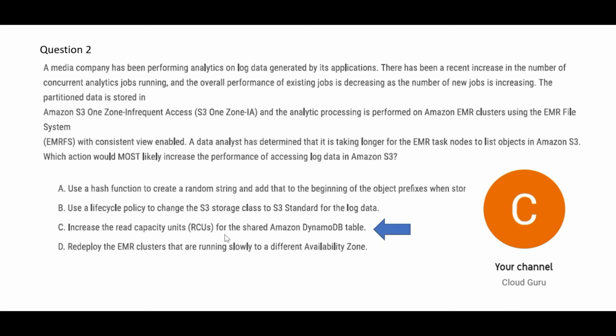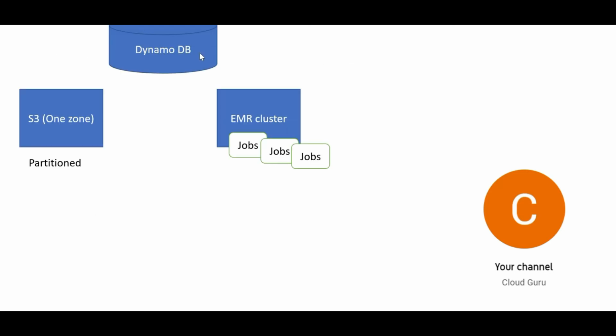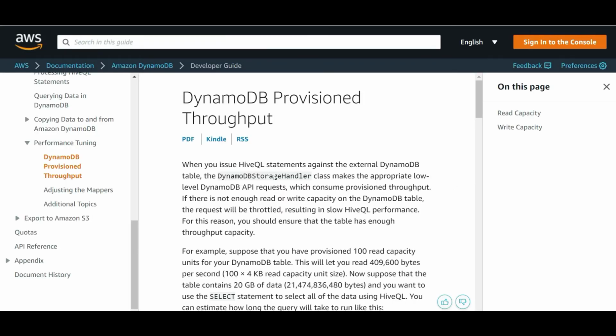So what we have to do is increase the RCUs for this DynamoDB table. The jobs refer to this for listing the objects, and if we increase the RCU, what is RCU? If you see this documentation, it says clearly that if there is not enough read or write capacity on the DynamoDB table, the request will be throttled, and that is what is happening here. For this reason, you should ensure that the table has enough throughput capacity. So we are trying to increase the RCU here so that the read becomes faster. We try to increase the read capacity. So the RCU is read capacity unit.